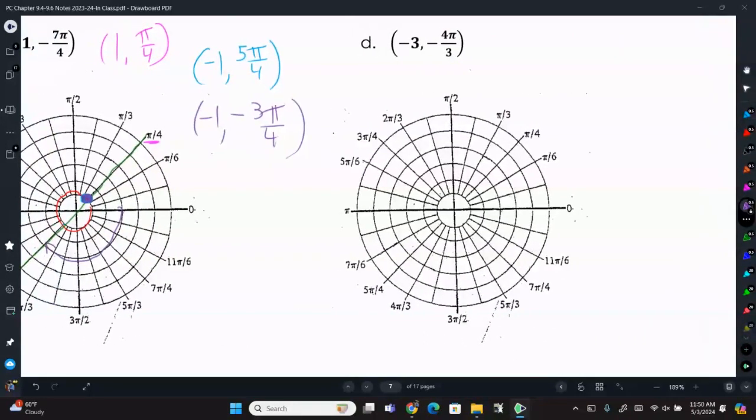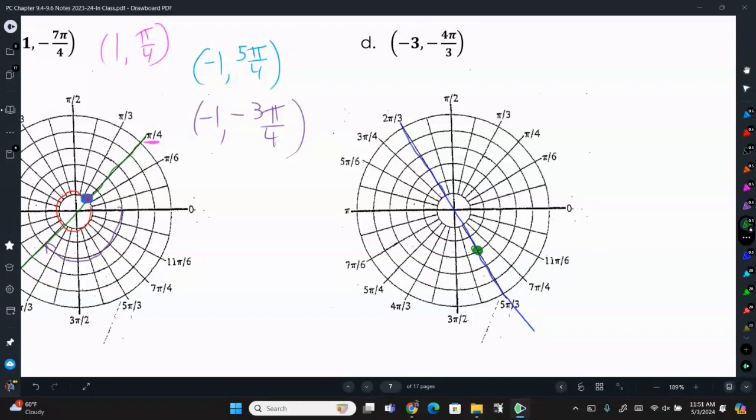Letter D, okay, negative 3 comma negative 4 pi over 3. So we're going to go negative 4 pi over 3, which would land us at 2 pi over 3, and then drawing our line. And then we're going to go 3 units, but not out towards this 2 pi over 3, but in the opposite direction. So 1, 2, 3. My point is actually going to be there, okay, because I had a negative angle and a negative radius.